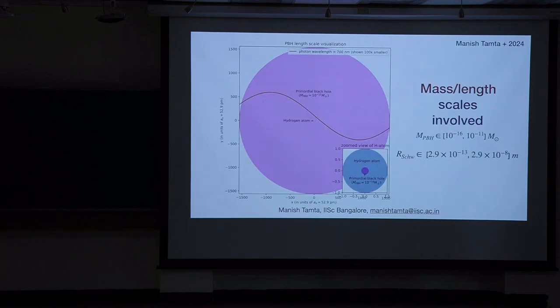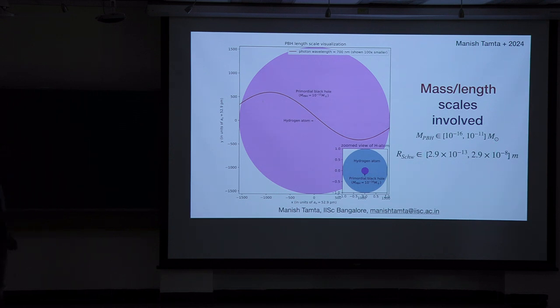So what are we talking about? The mass and the length scales involved in our problem are as follows. This window ranges from 10 to the power minus 16 to 10 to the minus 11 solar mass, and if you convert this mass to a Schwarzschild radius, this length scale turns out to be subatomic.